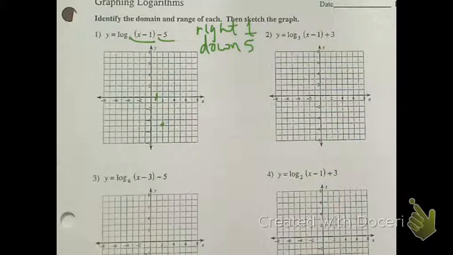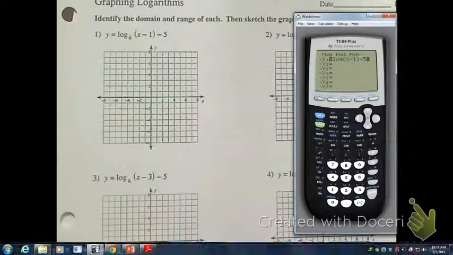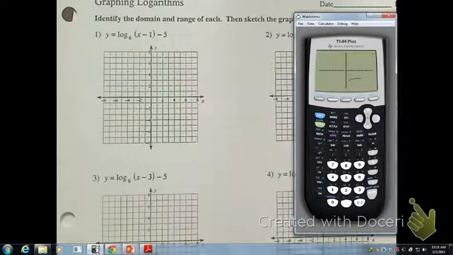Okay, now let's get your calculator out. Okay, so let's graph that. Okay, so you can kind of see where your pivotal point has moved 1 and down 5. So here's your pivotal point. So how is that going to look? What's that going to look like when we graph it? So we've got that pivotal point at 2, negative 5.